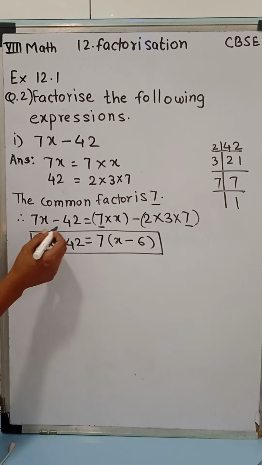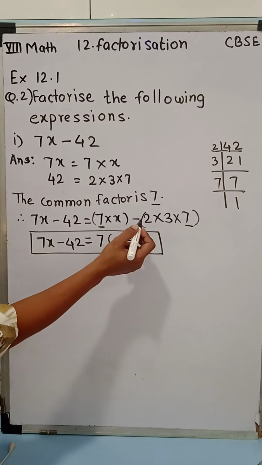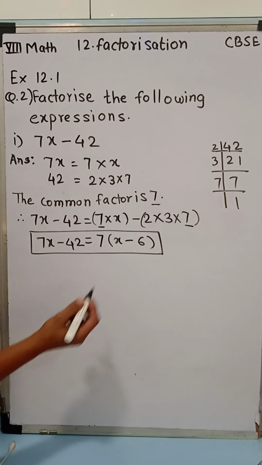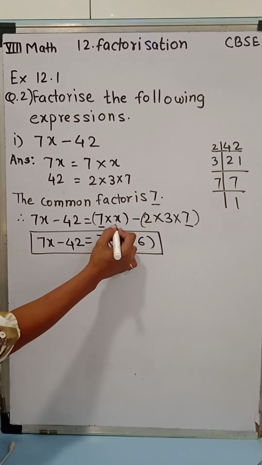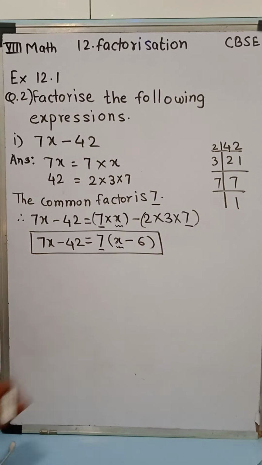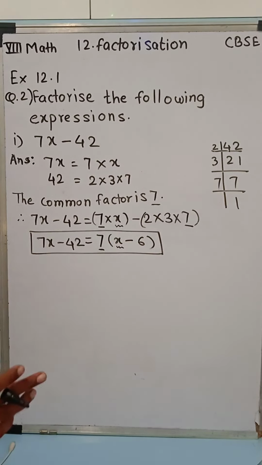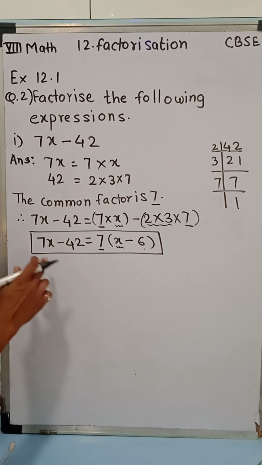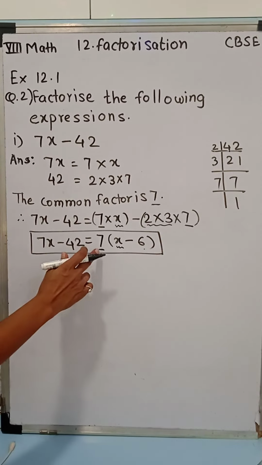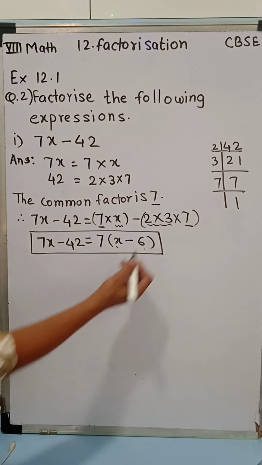Therefore, 7x minus 42: 7x can be written as 7 into x, and 42 can be written as 2 into 3 into 7. The 7 is the common number. We will take out the common factor. What is remaining here? x, so x is the first term. The minus sign will appear as it is. There is no change in the sign. And 2 into 3 will become what? 6. So 7x minus 42 can be factorized as 7 into bracket x minus 6.